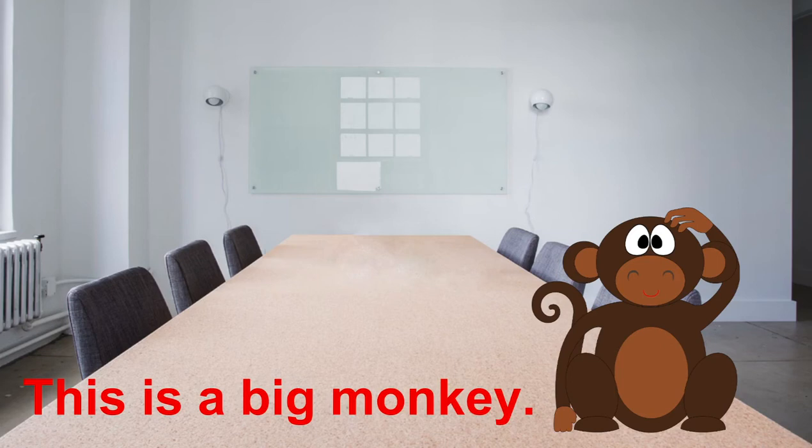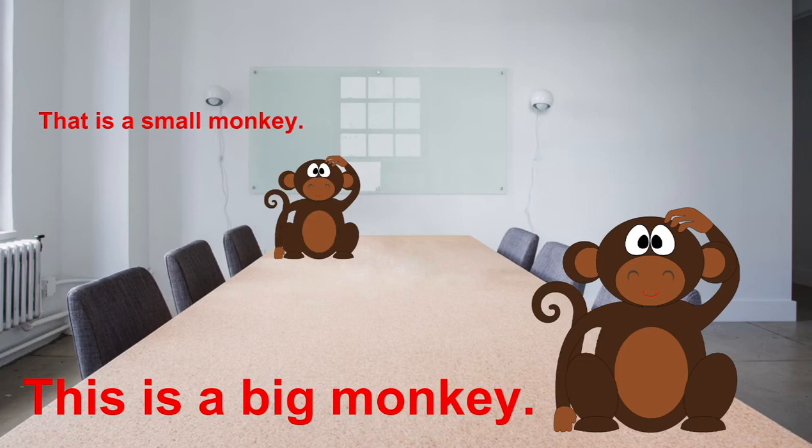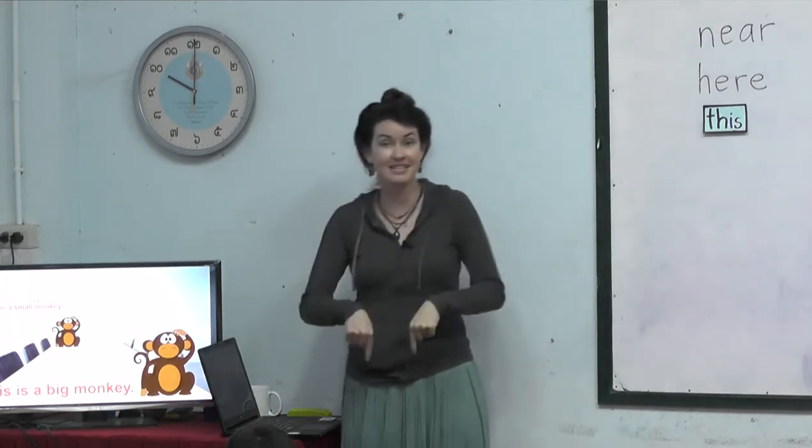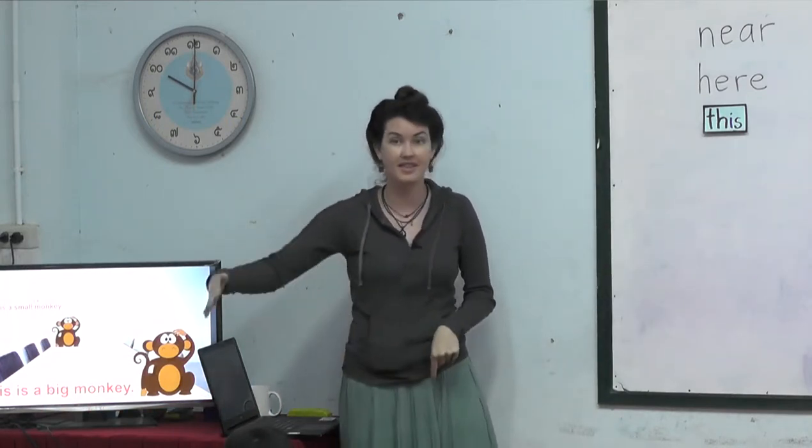A big monkey. What about that monkey? Yeah, this is a big monkey, but that is a small monkey. Good job. Why do we say this monkey? Because he's near us. He's close to us or next to us. And that, good. We use that for things that are far from us, things that are over there. And we use this for things that are right here, things that are near to us.